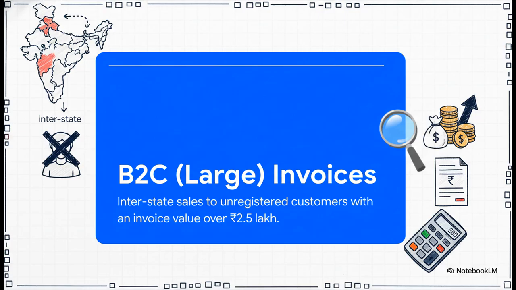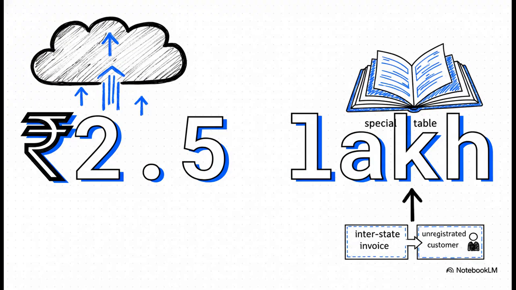Simple as that. Now, for your sales to regular customers, things get a little more interesting. There's this special category called B2C Large, and this isn't for any big sale. It's very specific. It's for when you sell to an unregistered customer who's in a different state, and only if that single invoice is over a certain amount. And that magic number is 2.5 lakh rupees. You'll want to remember that one. So if you have an invoice going to another state, to a regular customer, and the value is over 2.5 lakhs, it gets its own special treatment.